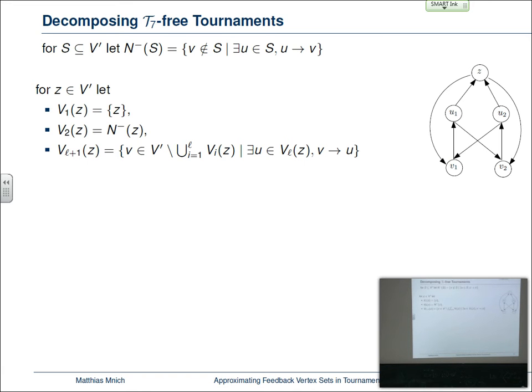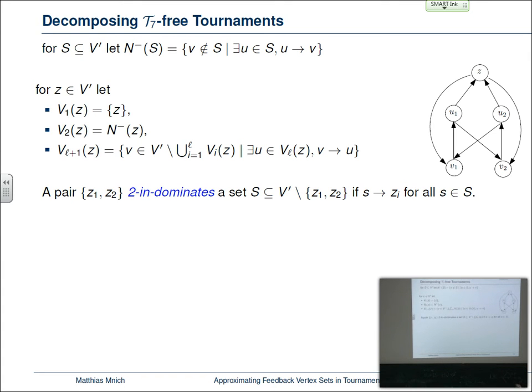Okay? And now we always repeat. The third layer are those vertices which do not belong to the first two layers, but which are in-dominated, which have some in-neighbor in the second layer. And then we proceed with the fourth layer, fifth layer, and so on. Once we have fixed the vertex Z, everything is determined, and we do it exhaustively until no more vertices remain.